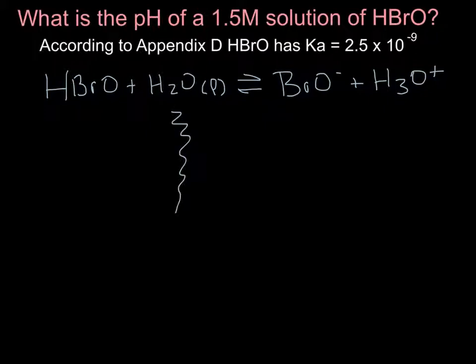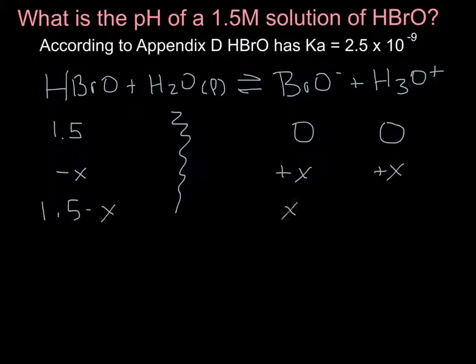Get rid of the water since it's a liquid. My initial concentration of hypobromous acid is 1.5 molar. I don't have any of the hypobromite ion, and I'm going to say that the hydronium concentration in water is 0. That's kind of a little trick. There actually is hydronium in water, but we're going to ignore that. Minus x, plus x, plus x. The great thing about weak acid problems, it's always minus x, plus x, plus x. And at equilibrium, I'll have 1.5 minus x, 0 plus x, and 0 plus x as my concentrations.